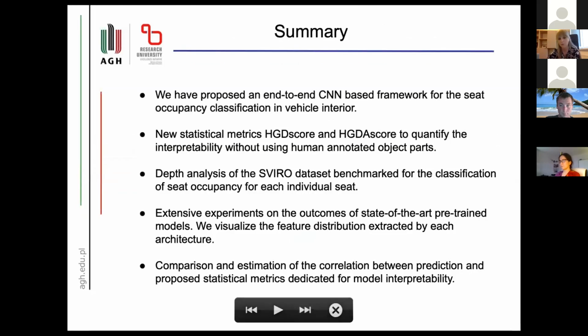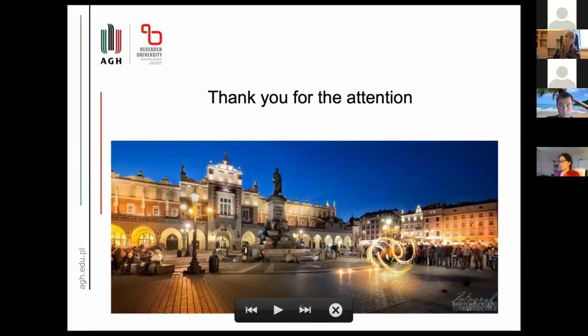So summarizing, we propose an end-to-end CNN-based framework for seat occupancy classification. We propose new statistical metrics. We perform in-depth analysis of the Spiro dataset. We perform extensive experiments on the outcomes, and we perform comparison and estimation of the correlation between prediction and model interpretability. Thank you very much for your attention, and greetings from Kraków, Poland.